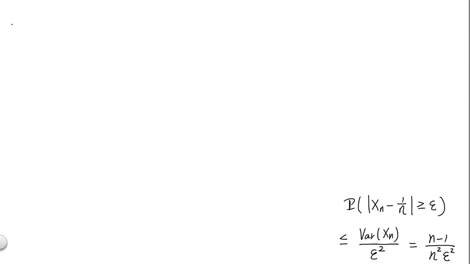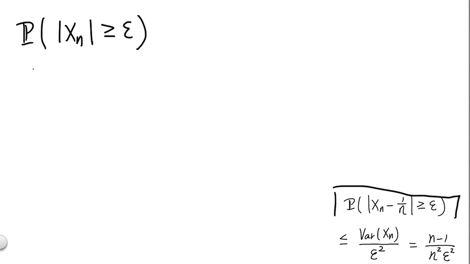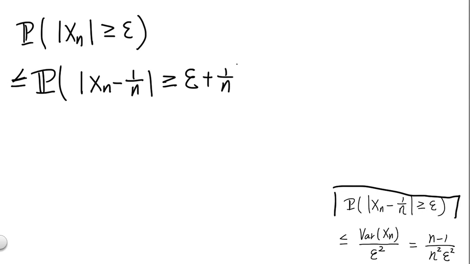We'd like to have an estimate, in fact an upper bound, of the probability that the absolute value of Xn is greater than or equal to epsilon. And now we're going to do some massaging of this expression so that it looks like what we know before, which is right here. Now we see that this probability is in fact less than the probability that the absolute value of Xn minus 1 over n is greater than or equal to epsilon plus 1 over n.